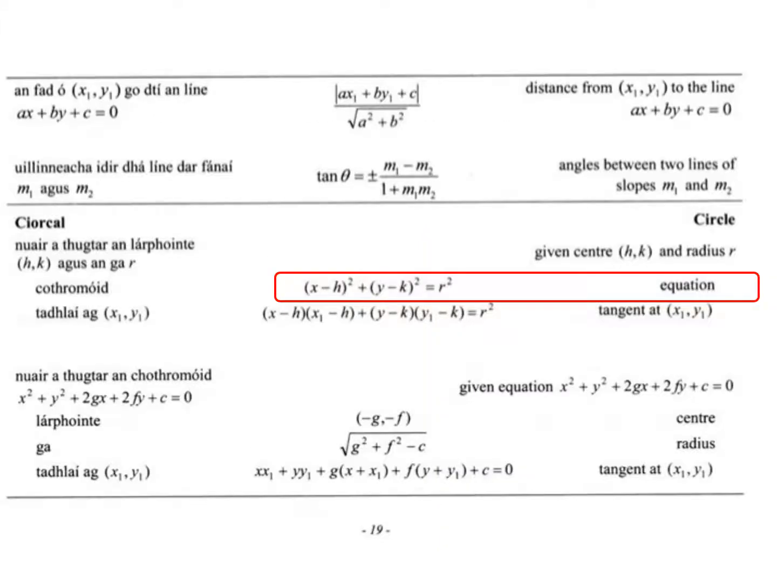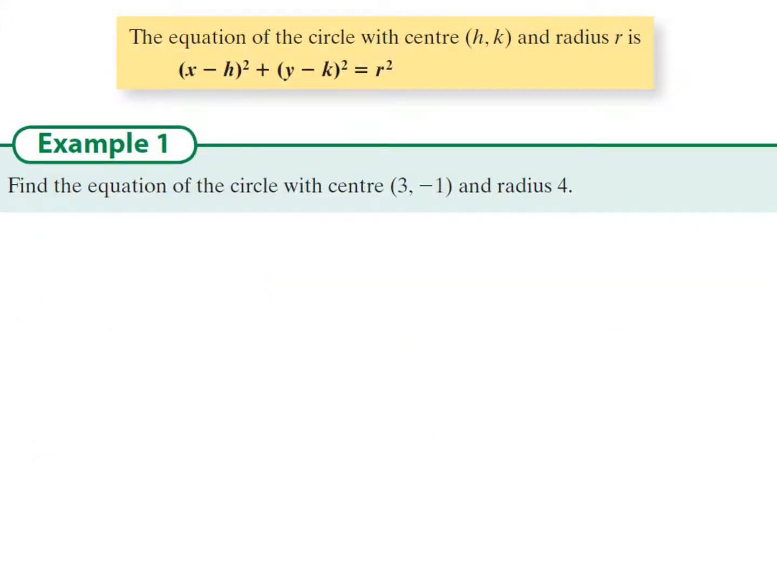So that formula that we just derived is the equation of the circle, and it appears on page 19 of your log tables. It says given center (h, k) and radius r, the equation of a circle is x minus h squared plus y minus k squared equals r squared. So we're going to have page 19 open in front of us as we're working through the next set of examples. Just to help, I've put that equation of the circle up on top here. Find the equation of the circle with center (3, -1) and radius 4.